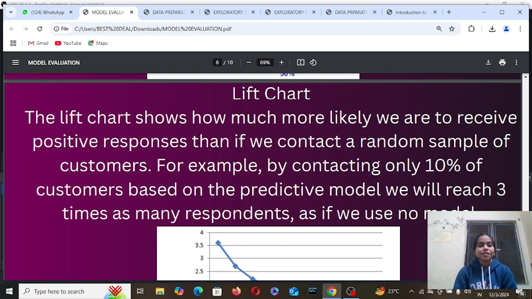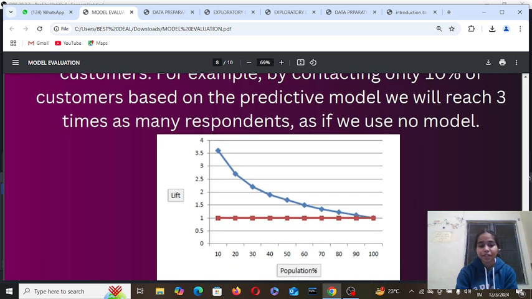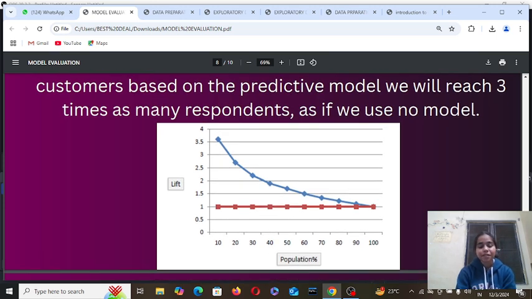Lift chart. The lift chart shows how much more likely we are to receive a positive response than if we contact a random sample of customers. For example, by contacting only 10% of customers based on the predictive model, we will reach 3 times as many respondents as we would with no model. In this graph, we look at this green line and this red line. X-axis shows the population and y-axis shows the lift.